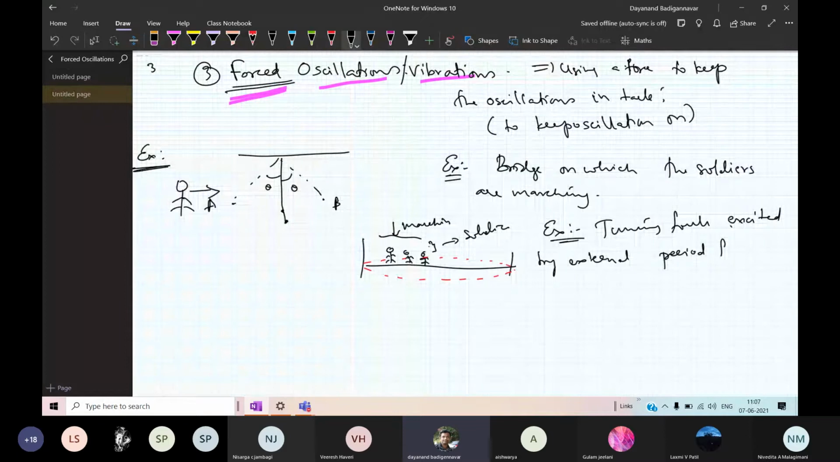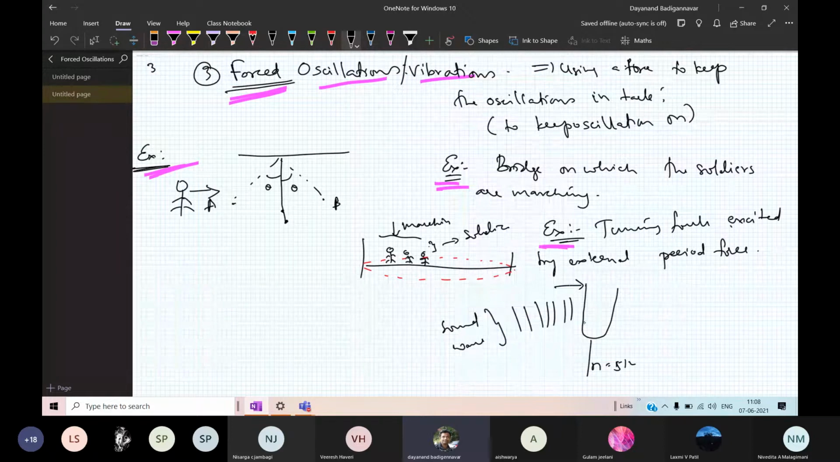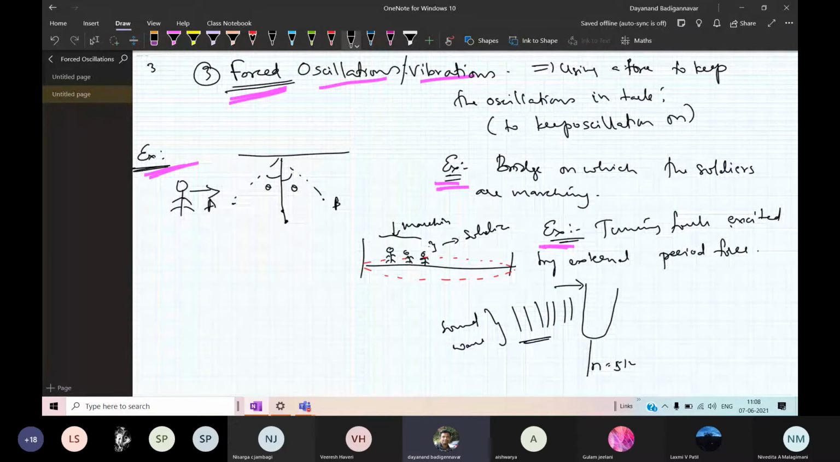So these are the 3 examples of forced oscillation: 1, 2, and 3. So you have the tuning fork. The natural frequency of a tuning fork n is 512. So what I can do is I can have another frequency. Sound waves are there. I can have another sound waves. I can make these sound waves fall on the tuning fork. As the sound waves fall on the tuning fork, it will start to oscillate.